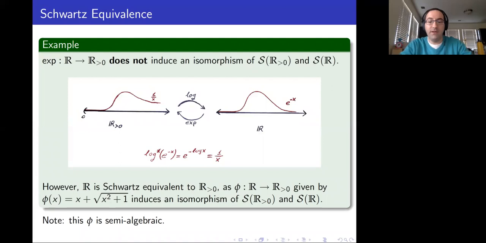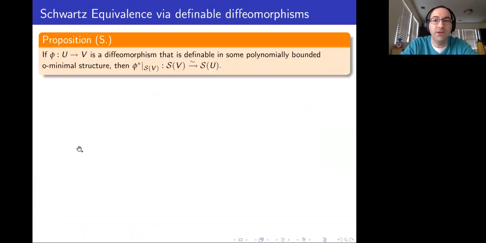Okay. So the first result I want to show you is the following. If we have a diffeomorphism that is definable in some polynomially bounded O-minimal structure, then it always induces Schwartz equivalence. Okay, and I hope first, it's highly believable, right? If you do stuff with polynomially bounded O-minimal structures, you don't expect to have problems of pushing and pulling exponentially decaying functions, right? So it's highly believable, hopefully.